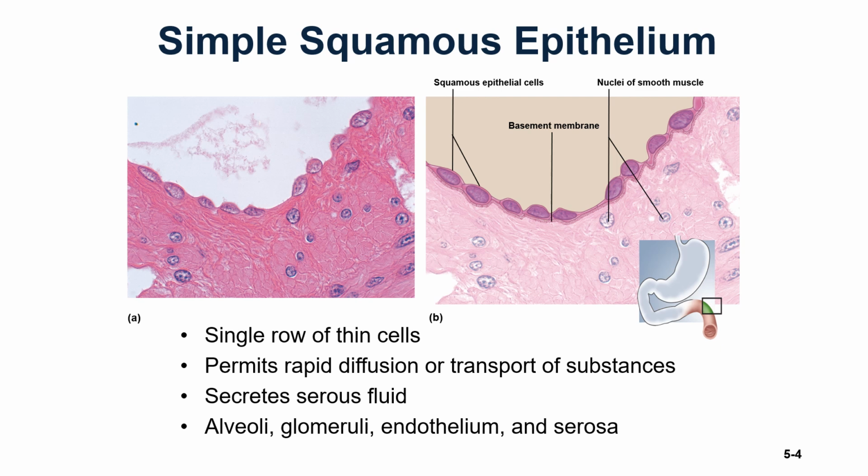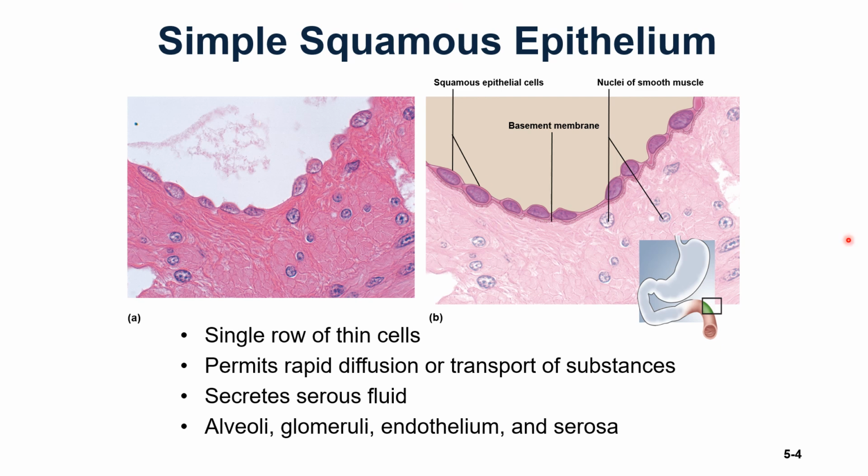So a simple squamous epithelium has got a single layer of thin flat cells. So these are the flat cells, and the flat cells are called squamous cells. That's why it's called a simple squamous epithelium. This allows rapid diffusion or transport of substances.